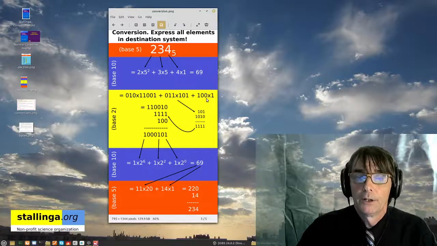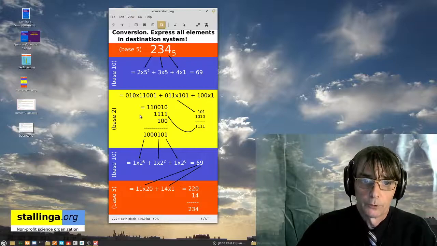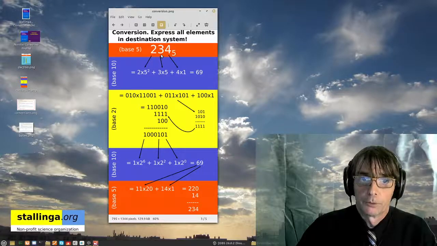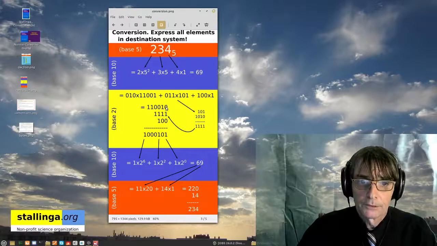4 in binary is 100 times 1, so that is just 100. So now we can add this all together. This comes from 2 times the base squared. This comes from 3 times the base, and this comes from 4 times 1. Adding them all together, we get this.